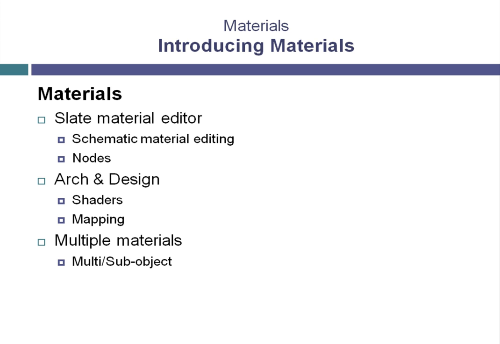The first method we'll look at is called the multi-subobject material. In fact, we've already been introduced to that. When we were editing the polygon level to create a window, we were setting material ID numbers. That will come up again when using the multi-subobject material.